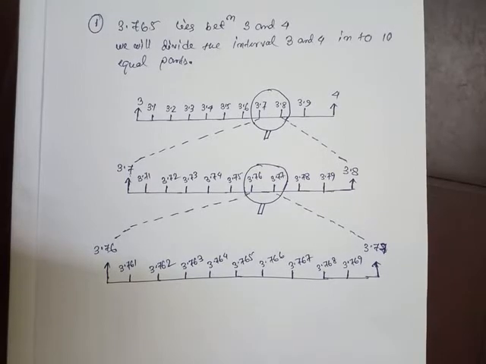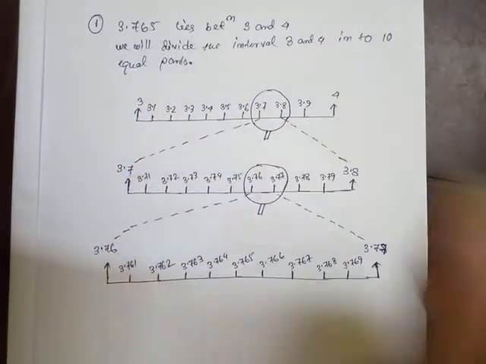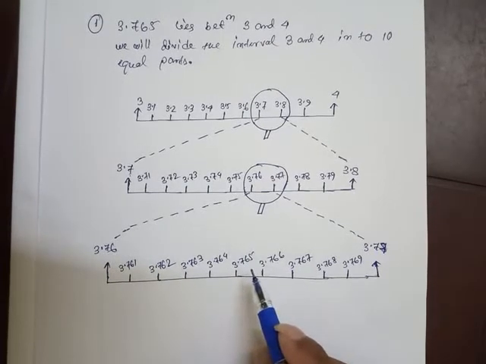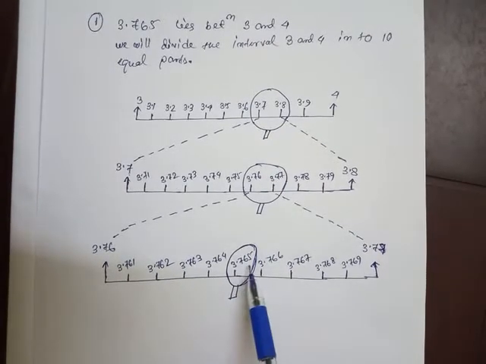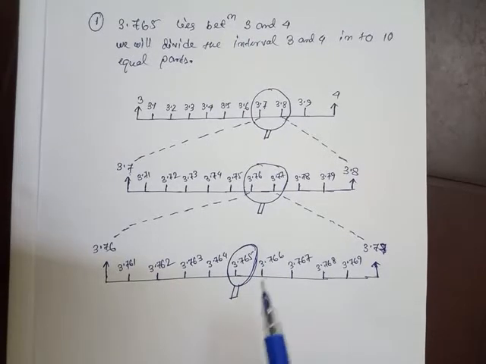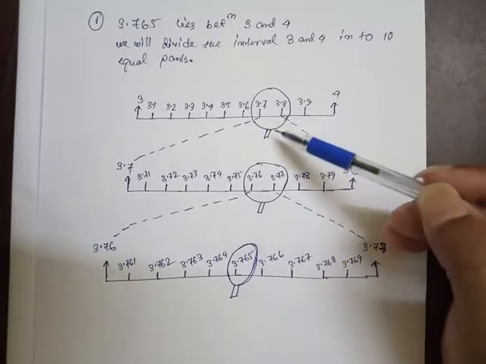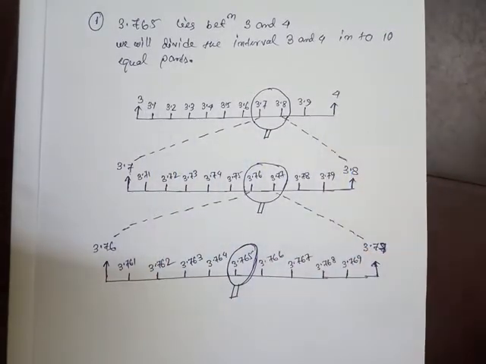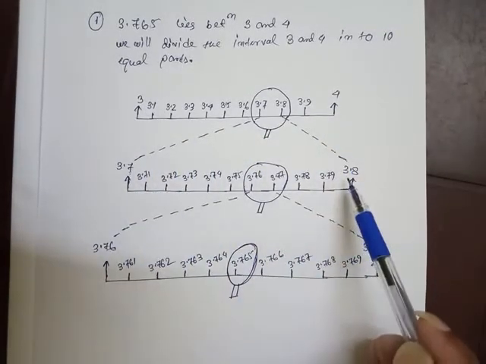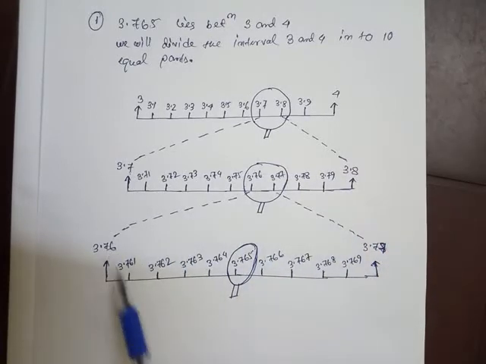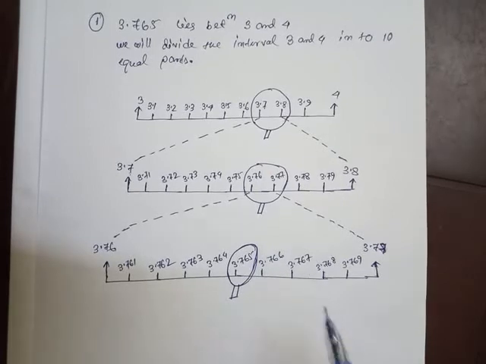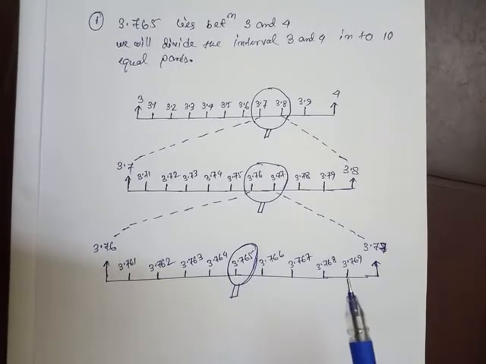So what is the answer? 3.765 we have to put. So 3.765 is our ultimate answer here. And it is clearly seen that after magnification in three different steps, from 3 to 4, 10 equal parts, then 3.7 to 3.8, 10 equal parts, then 3.76 to 3.77, 10 equal parts, this 3.765 is our ultimate answer, which means 3.765 is in the number line magnified.